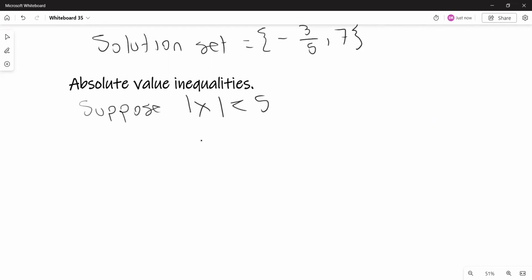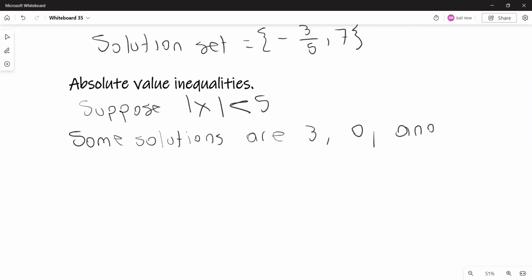Some solutions of this inequality are: 3 is a solution because the absolute value of 3 is less than 5. 0 is also a solution. The absolute value of 0 is 0. And negative 4 is a solution of this inequality because the absolute value of negative 4 is 4, and 4 is less than 5.